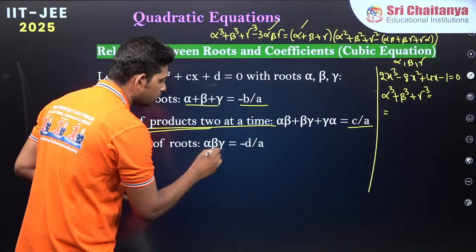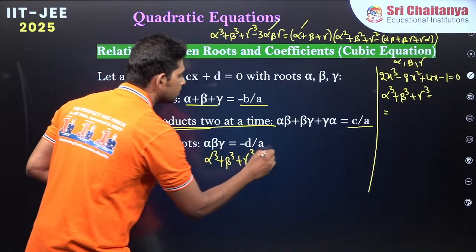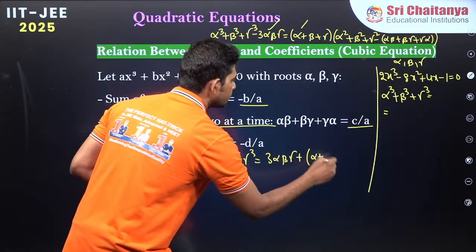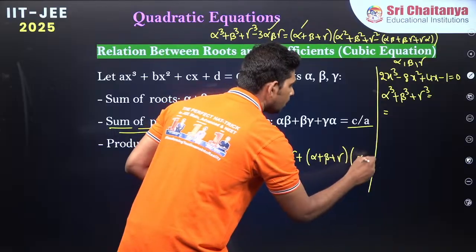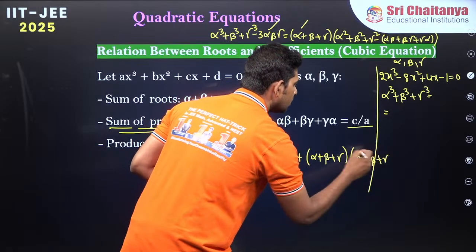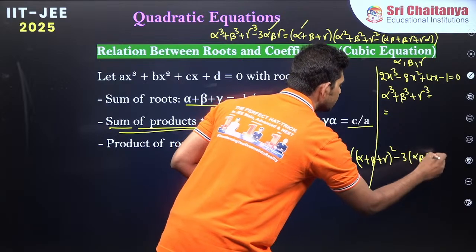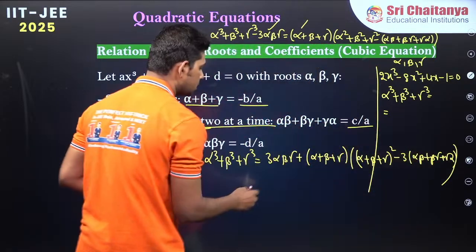So alpha cube plus beta cube plus gamma cube is equal to 3 alpha beta gamma plus (alpha plus beta plus gamma) times [alpha plus beta plus gamma whole square minus 3 times (alpha beta plus beta gamma plus gamma alpha)]. You just have to substitute these values in this. What do we get here?